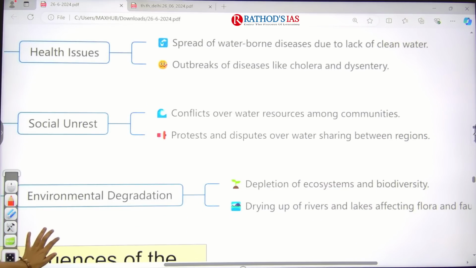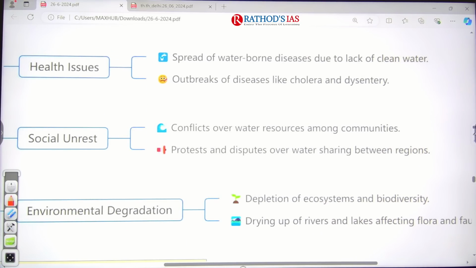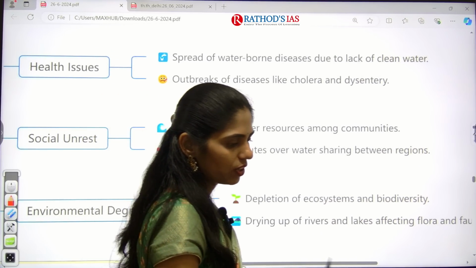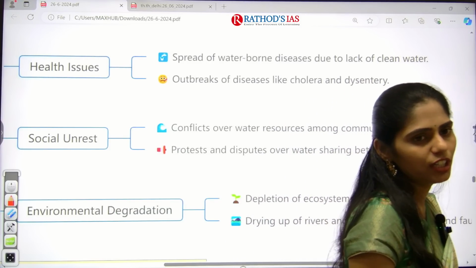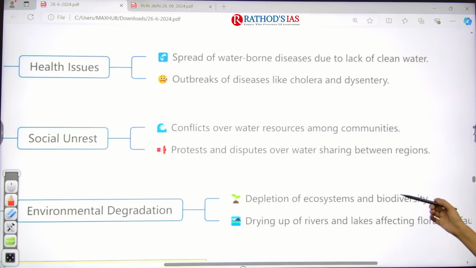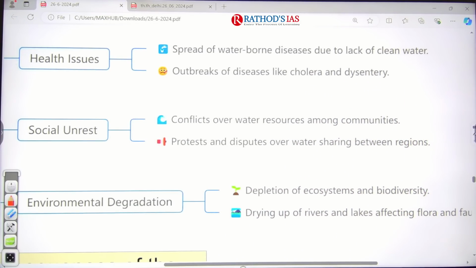And the next one is health issues. If water is polluted and you are consuming it, that will lead to health issues like diseases and outbreaks of diseases caused by contaminated water, like diarrhea and cholera. They will spread like anything.